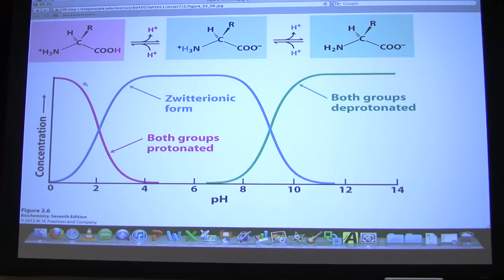Notice both these guys have the NH3 plus. Why is that? Because at 2.2, I'm more than 1 pH unit below the pKa of the amine group. Amine group proton stays on.